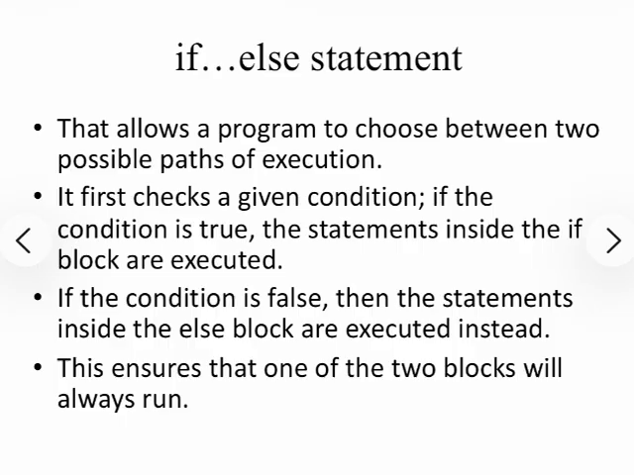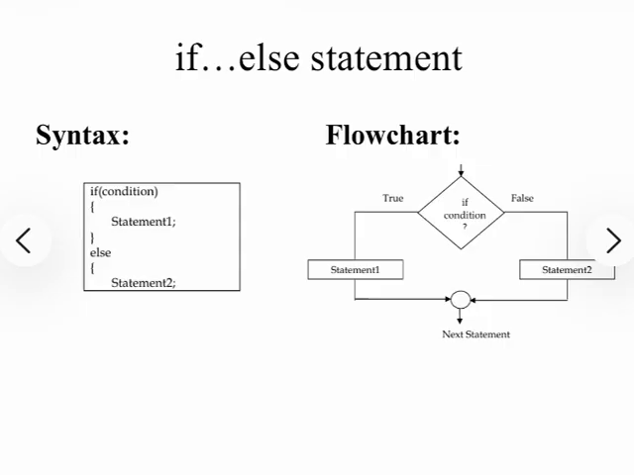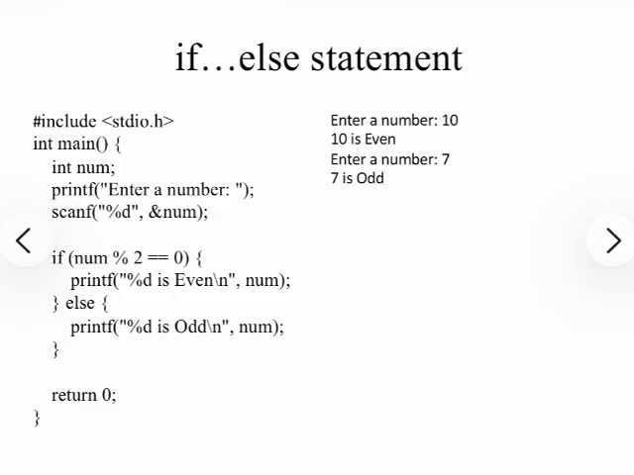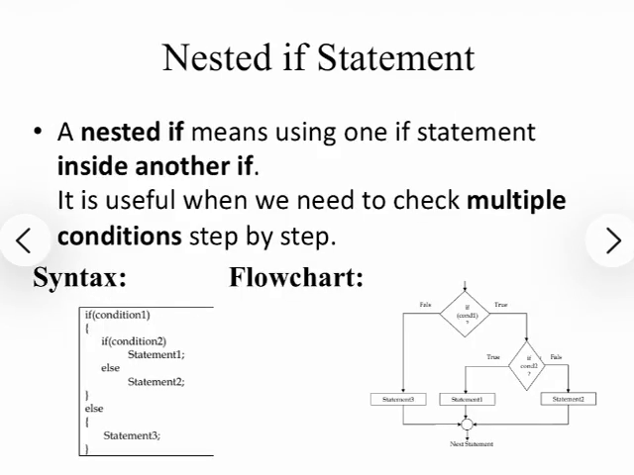If-else statement. The if-else statement chooses between two possible paths. If-else means there will be an if statement and there will also be an else part for the execution. Here is the syntax and the flowchart diagram of the if-else statement. In the syntax, first we give if and a condition. Inside we give a statement, and then we also give else. If the if condition is false, then it automatically moves to the else part. Here is the example program for the if else statement, the even and odd example.